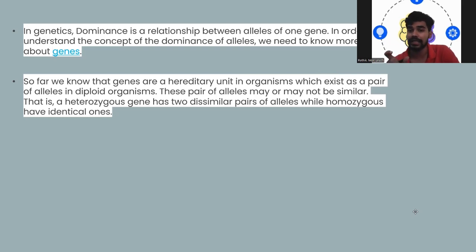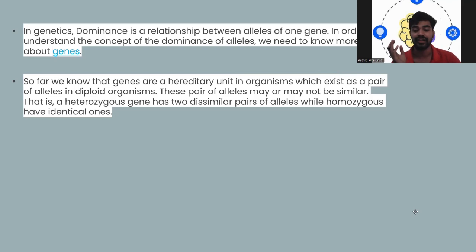These pair of alleles may or may not be similar. That is, a heterozygous gene has two dissimilar alleles, while in a homozygous gene, both alleles will be identical to each other.